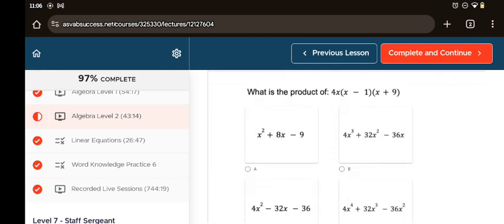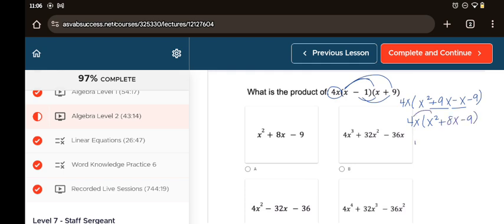All right, let's look at another one. So here, same thing. We're going to wait to distribute this one. Let me write 4x here. Okay, x times x, x squared. x times 9, positive 9x. Negative 1 times x, negative x. Negative 1 times positive 9, negative 9. Positive 9x minus x. Let me bring everything down. 9 minus 1 is positive 8. And I keep my minus 9.